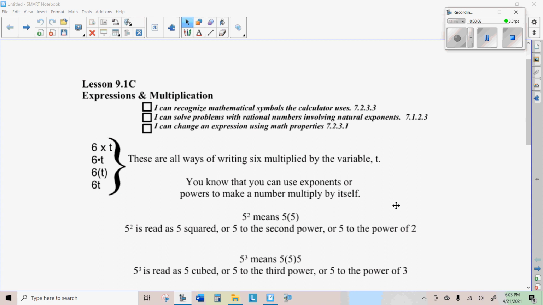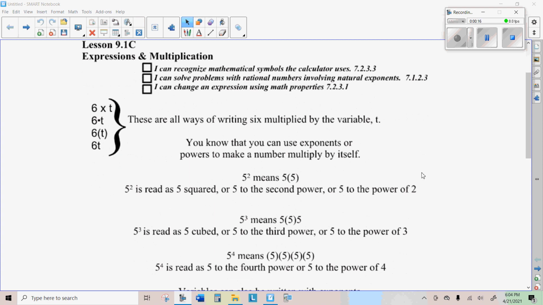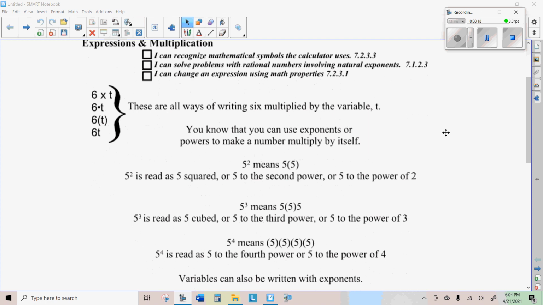Mr. Hermanson again. Today we're going to do some more with expressions. In this case, we're going to learn how to create expressions for multiplication problems. These are all the ways of writing 6 multiplied by the variable t. Check it out. This is the one I like the best right there, the simplest.